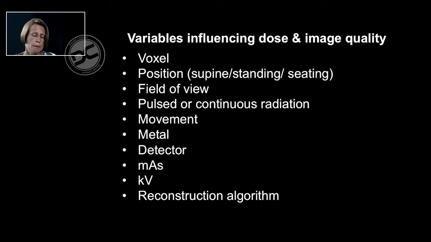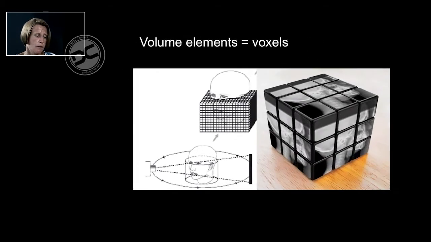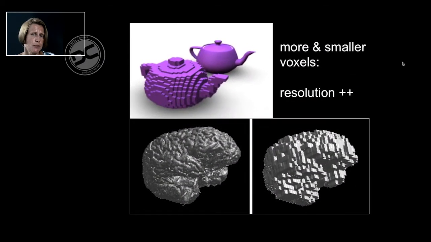Now, a cone beam CT image is composed of voxels, and voxels are volume elements. And a lot of voxels compose a cylinder from your 3D image dataset. One can easily understand that if you have more and smaller voxels, you have actually a better resolution and you can better approach the reality. This is shown for an image of the brain here, the 3D model with larger and less voxels, and the same for a teapot.